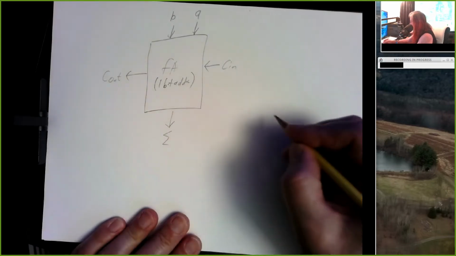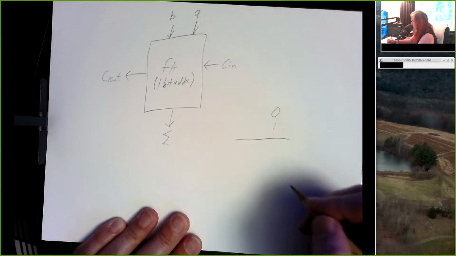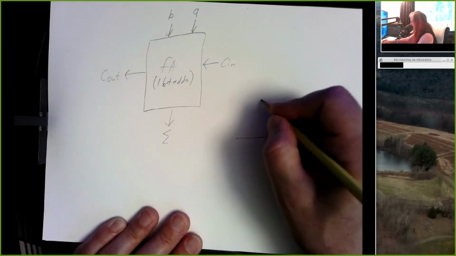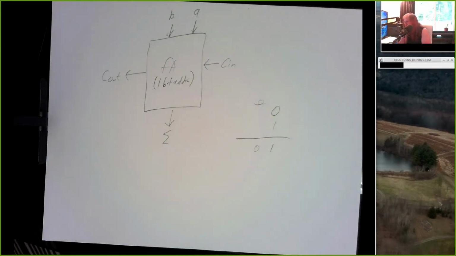And the idea of this is if you had a pair of bits you wanted to add, what should the sum be? 0 plus 1 is 1. What should the carry be? This is 0. So this is really just a 1-bit adder.